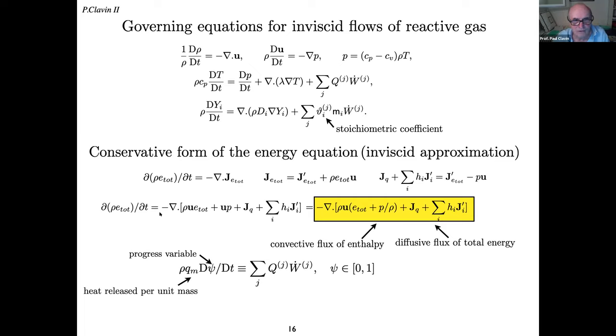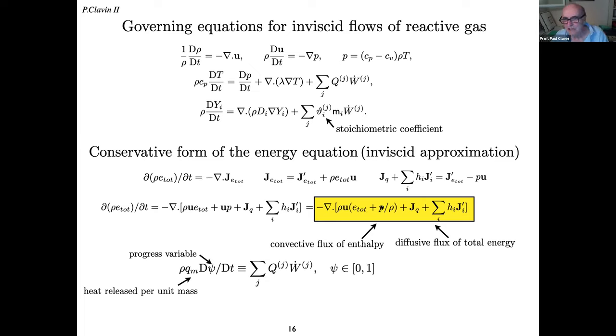Now, why is it a conservative form? It is because the time derivative of this Lagrangian quantity is just the divergence of a flux. And in this flux, you have the convective flux, a term coming from the pressure, a term coming from the heat flux, and a term coming from the molecular diffusion of each species times the enthalpy of formation of the species. But this can be written easily here, and you see appear what is called the convective flux of enthalpy.